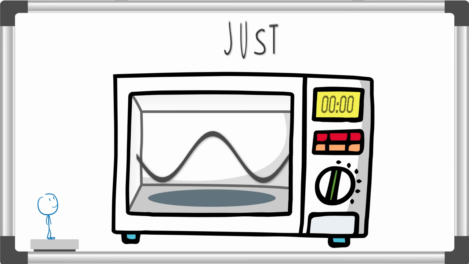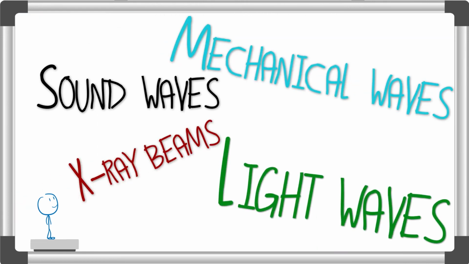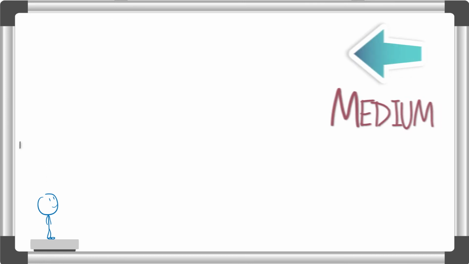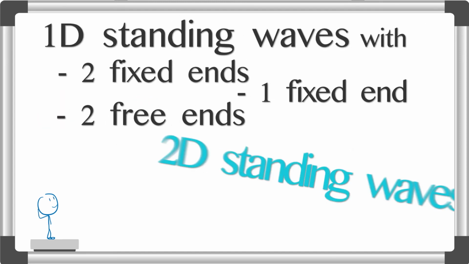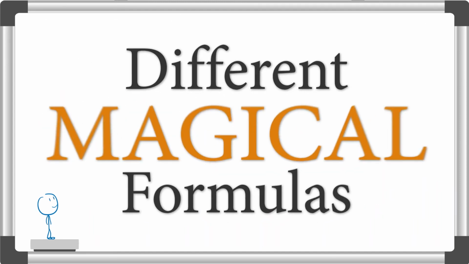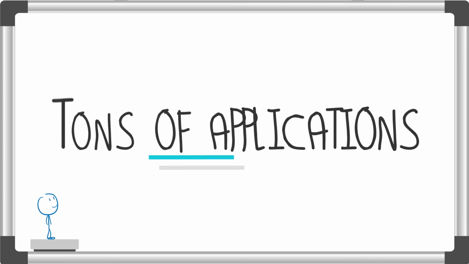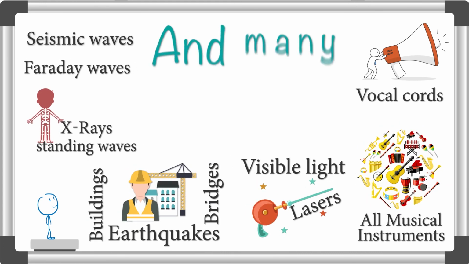Standing waves phenomenon exists not just in electromagnetic fields and microwaves, it also exists in many other fields. It also not just occurs in closed stationary mediums like a microwave. For example, it can also happen when a traveling wave moves opposite to its moving medium. It can also occur in many other scenarios, each with different magical formulas. Not to mention that standing waves are applied in numerous amounts of applications, ranging from every person's daily life to the most advanced scientific applications.